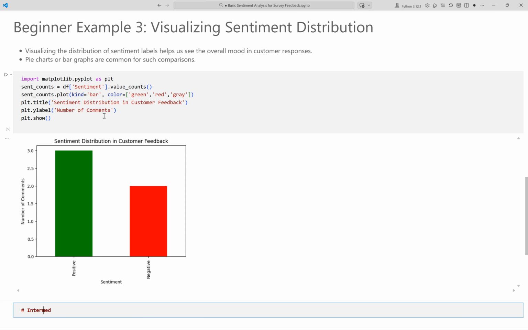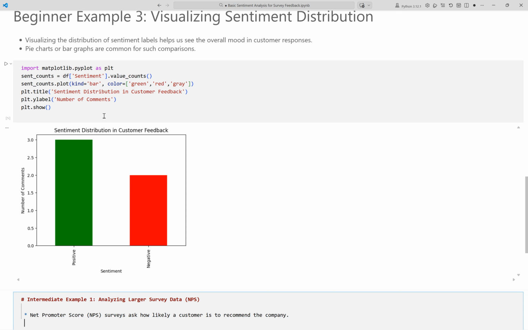Intermediate Example 1. Analyzing larger survey data, NPS. Net Promoter Score, NPS, surveys ask how likely a customer is to recommend the company. Scores range from 0 to 10 and can be linked with open-ended feedback for deeper analysis. Running the cell now.